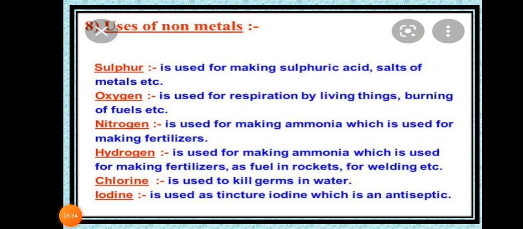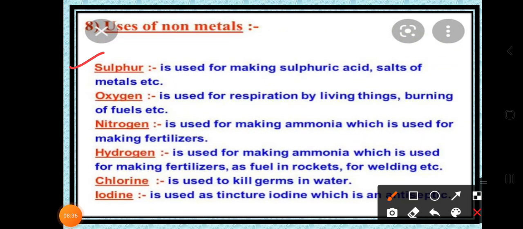Now let's talk about the uses of non-metals. Are they used in our day-to-day life? Yes, they have large applications in our day-to-day life, and that is what we are studying here. Sulfur is used for making sulfuric acid and salts of metals. Sulfuric acid has many industrial applications, and that's why we use sulfur for making sulfuric acid or salts.